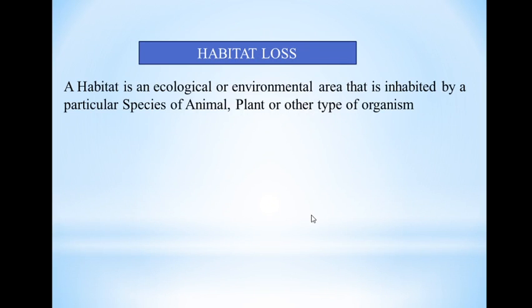Let us start with the causes and threats to biodiversity. One of the major threats to biodiversity is habitat loss. A habitat is an ecological or environmental area that is inhabited by a particular species of animal, plant, or other type of organism. So it is a place or area where specific types of organisms are thriving.